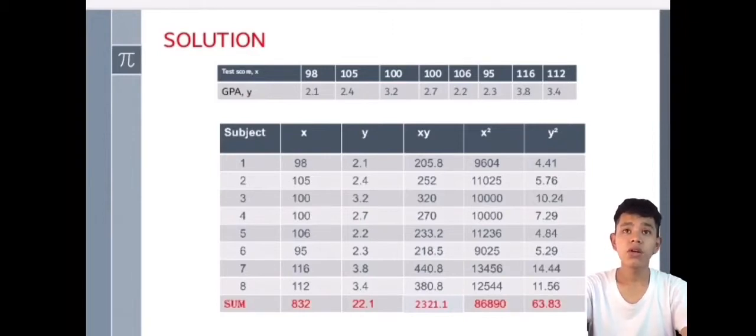So, the next column is the xy, the sum product of x and y. Okay, so we are going to multiply it.